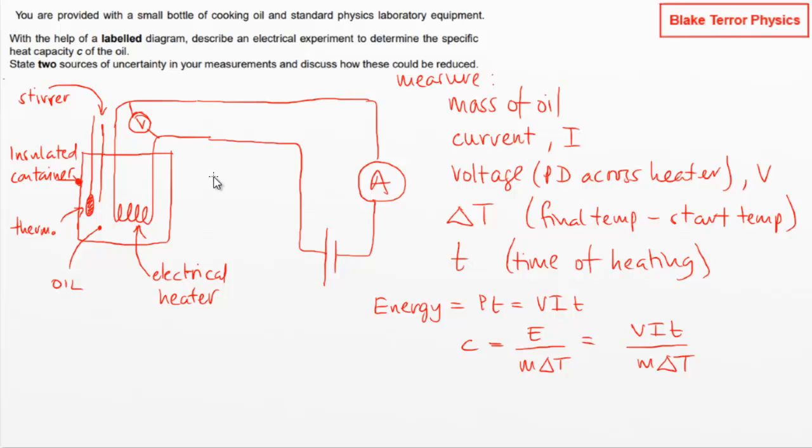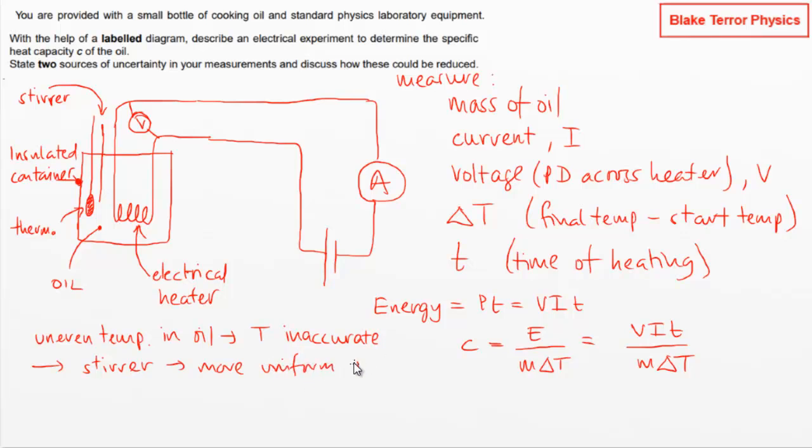And then, state 2 sources of uncertainty in your measurements and discuss how these could be reduced. Well, we got the stirring one. That's why we put the stirrer there. So we can say uneven temperature in the oil makes our temperature readings inaccurate, T inaccurate. Obviously put it into sentences. Our solution for that is to use the stirrer, which leads to more uniform T. So that's one good thing that we could have there.